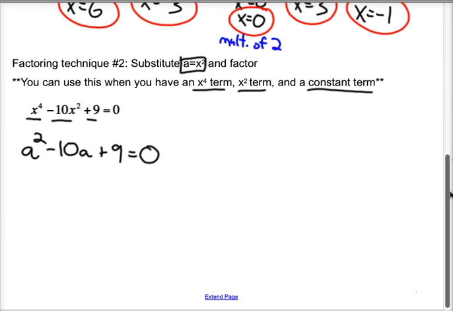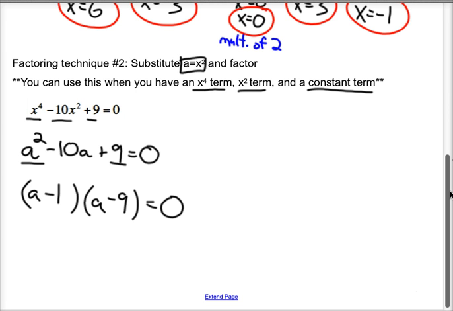That is a quadratic trinomial that I know how to factor. This a squared comes from a and a. This 9 comes from either 1 times 9 or 3 times 3. However, if it's going to add to be negative, we're going to need both to be negative. So, I've completely factored that.